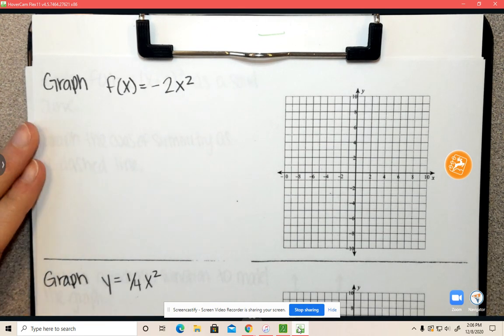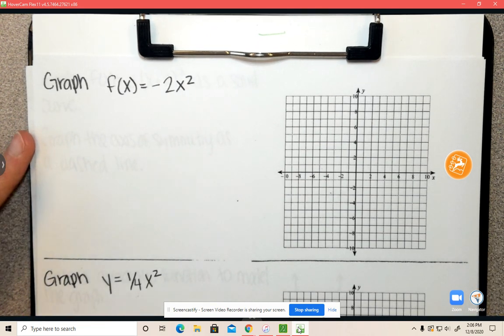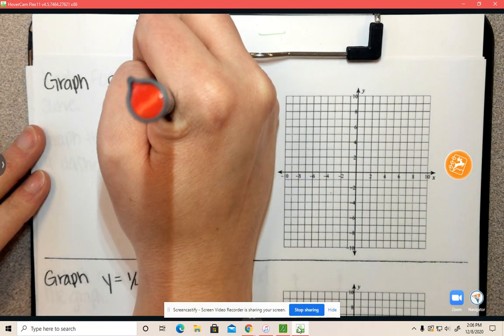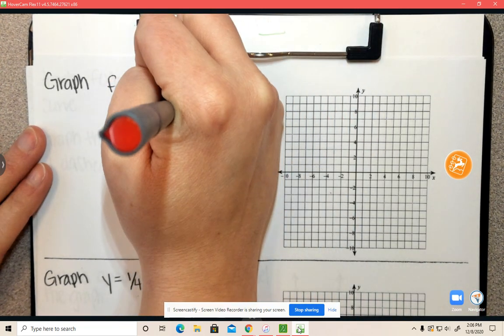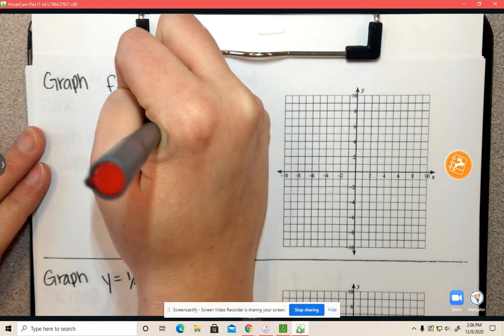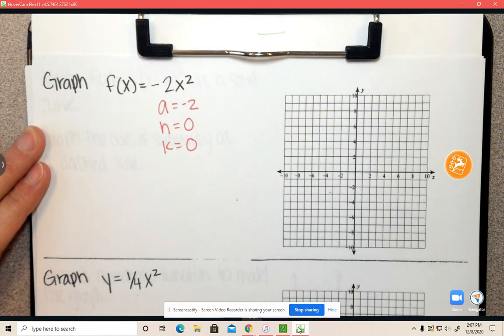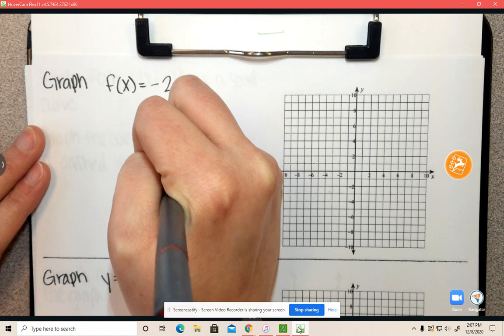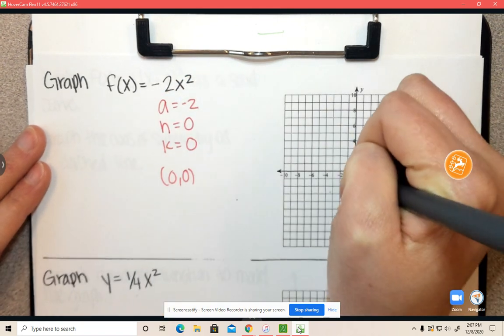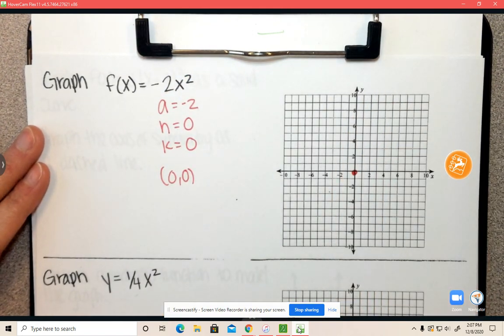So we're going to use that 1A, 3A, 5A. So here our A is -2. I don't see anything for H, so it's 0. I don't see anything for K, so it's 0. So your vertex is 0, 0. It's right there at the middle.